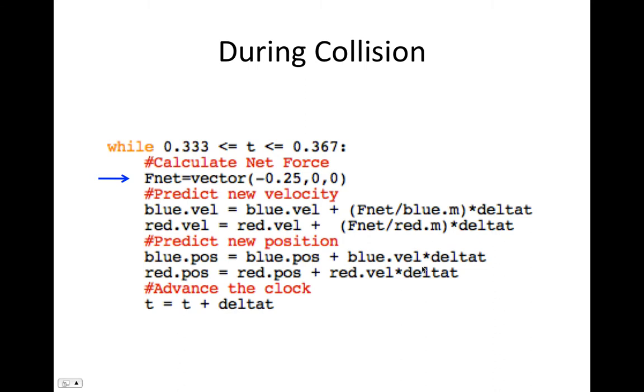Next, the interaction during the collision was modeled. The net force acts in the negative direction on the red car. This force is important to the red car because after the collision, the blue car comes to a stop. Therefore, the momentum of the system completely transfers to the red car.